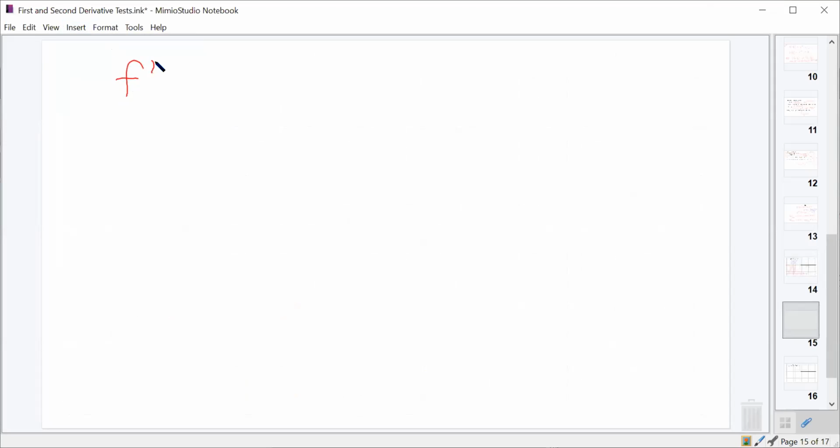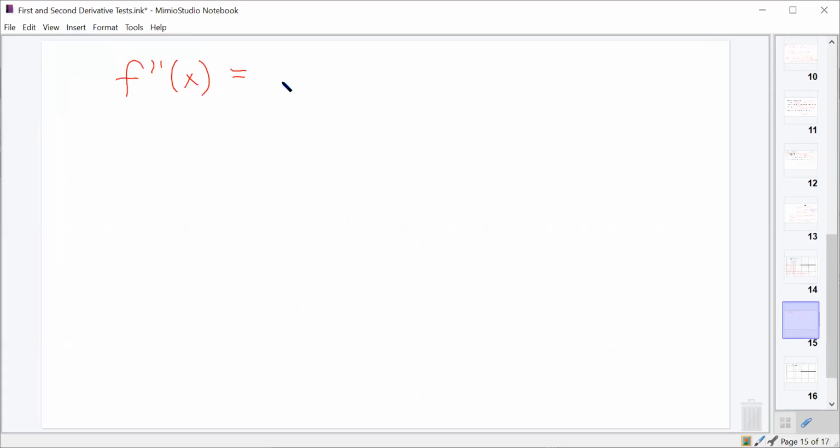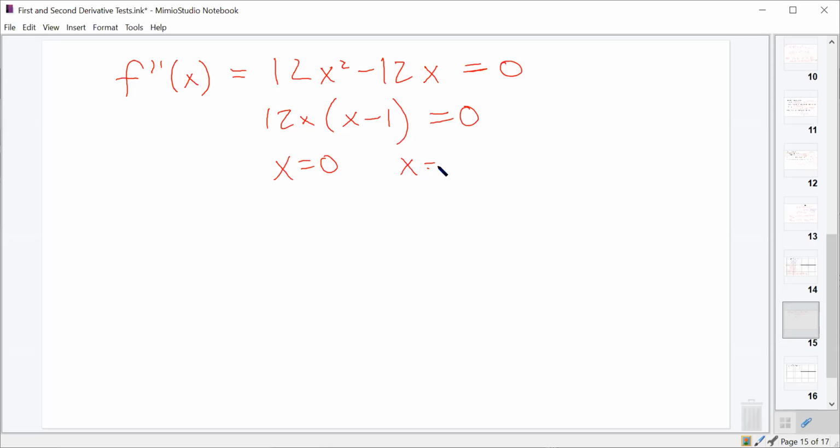Now we need a second derivative. So our first derivative was 4x cubed minus 6x squared. So what's our second derivative? 12x squared minus 12x. Wonderful. Is that ever going to be undefined? No. So we'll look at when it's equal to 0. And so 12x times x minus 1, which gives us x equals 0 and x equals 1.